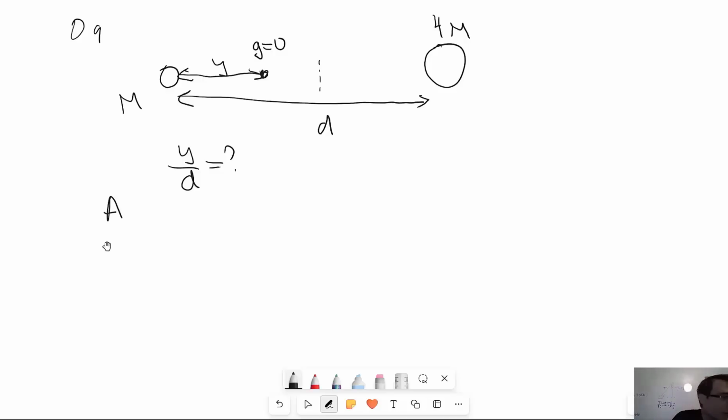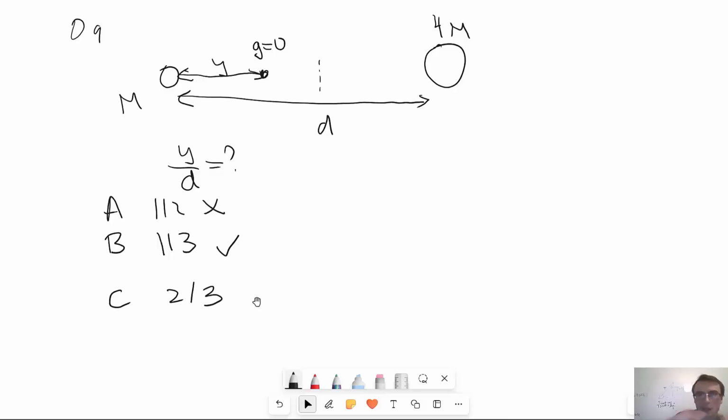So what were the options? A was a half in this question. That's not true. It will only be true if the masses were exactly the same. B, a third. Yep, certainly possible. C, 2/3. Well, no, because if it's 2/3, that would mean that it's going to be beyond the halfway point, so this is absolutely impossible. D, 3/4, this is also impossible.